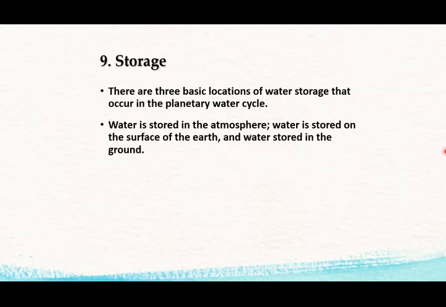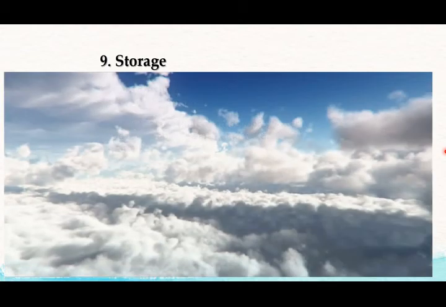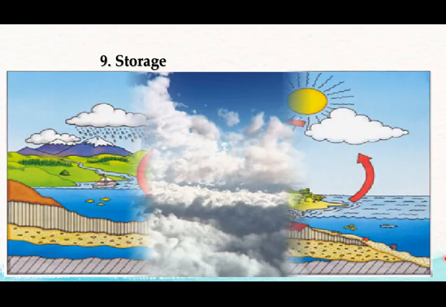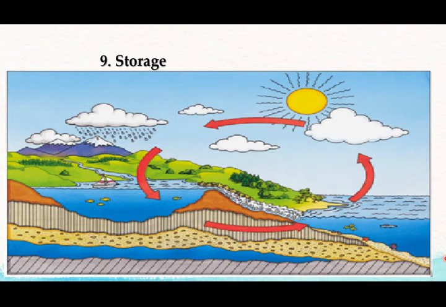Now I shall talk about storage. There are three basic locations of water storage that occur in the planetary water cycle. Water is stored in the atmosphere, water is stored on the surface of the earth, and water is stored underground. Here you can see a picture showing the storage of water in the atmosphere in the form of clouds. The water stored in the atmosphere can be moved relatively quickly from one part of the planet to another part of the planet.